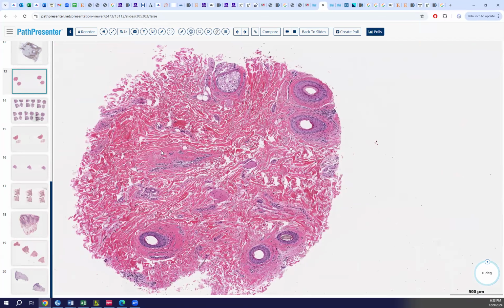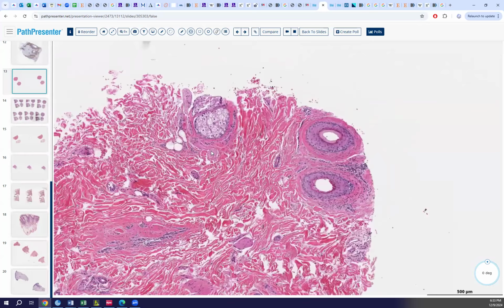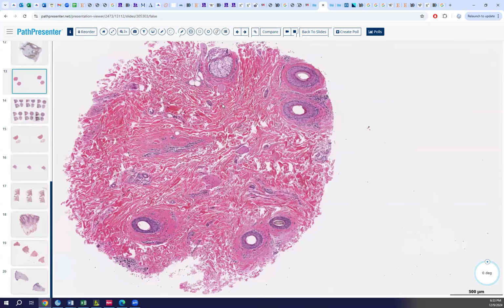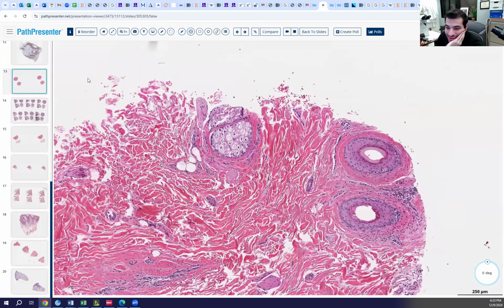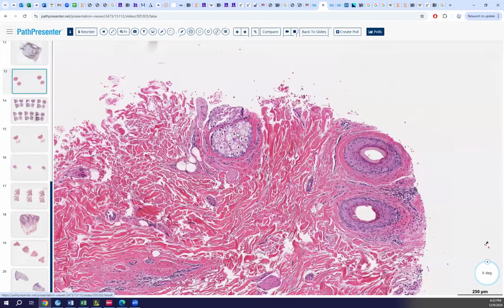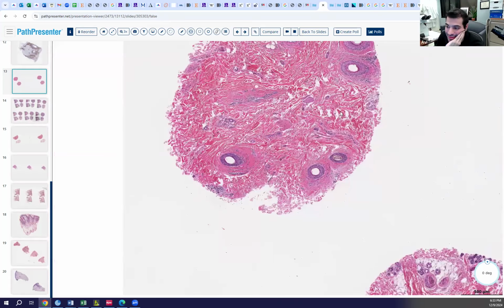Did I just see the erector pili? Okay, there are erector pili. So it's probably between... I guess it's probably in the isthmus. There's also this sebaceous gland, and it looks like it's kind of on its way out. There's not a whole lot of sebaceous glands here.